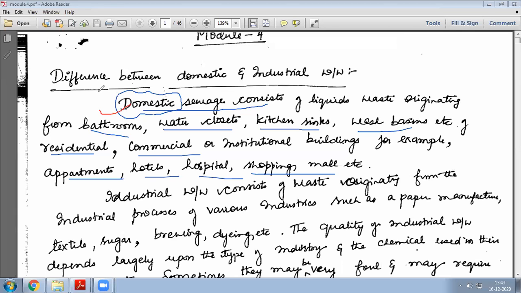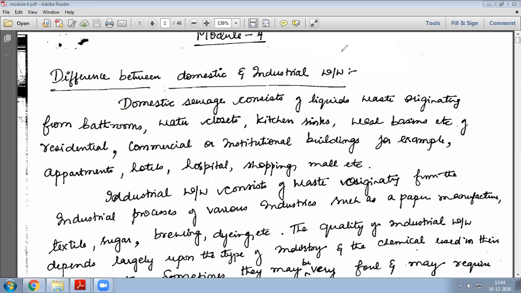So you might expect this question: they will try to ask what is the difference between domestic waste and industrial wastewater. Then, what does industrial waste contain? Why and how is it different with respect to domestic waste? They might ask that also. So I will talk about that now.